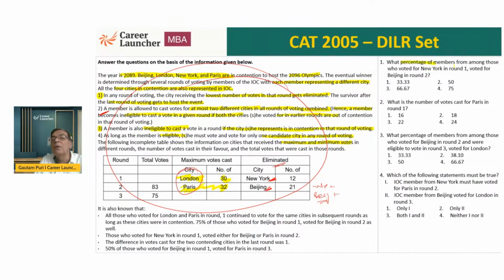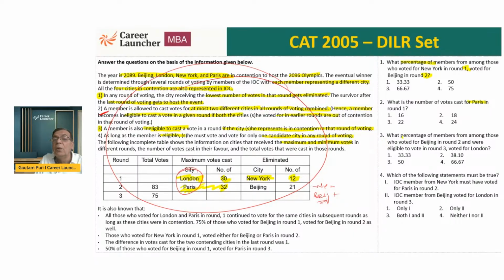What percentage of members from among those who voted for New York in round 1 voted for Beijing in round 2? Out of these 12 people, what percentage? Because these are the 12 people who have voted for New York in round 1. Some of them in round 2 have voted for Beijing. How many of them have voted for Beijing in round 2 is what we need to find out. What percentage? Question 2. Number of votes cast for Paris in round 1. We don't know, so we'll have to solve this one. But it gives numbers again, and maybe we can eliminate some of these choices.